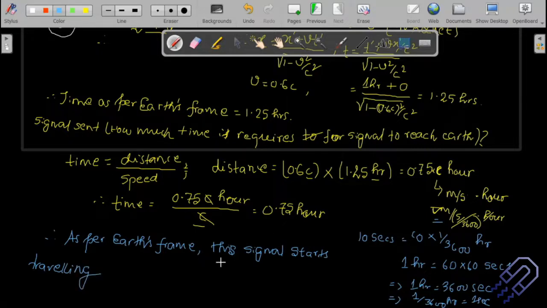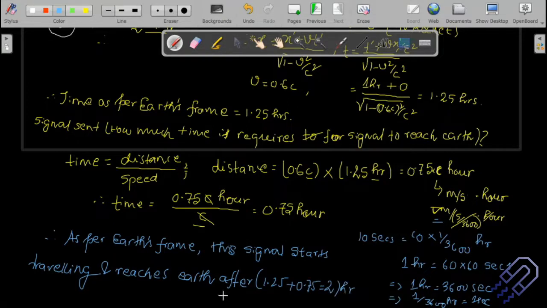So as per Arch frame, this signal starts traveling and reaches Earth after... So, even if you don't explain this, this is fine. I'm just explaining it for your own reference. 1.25 plus 0.75, which is equal to 2 hours. Okay. So after the launch, maybe after this, after launch.